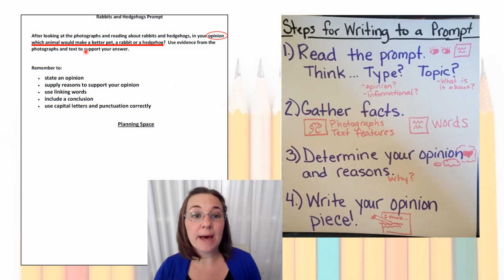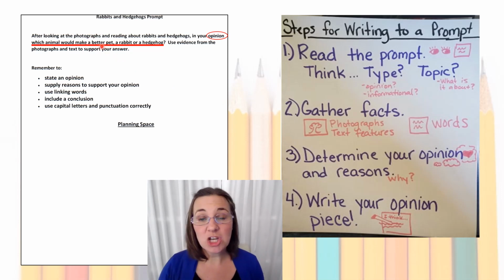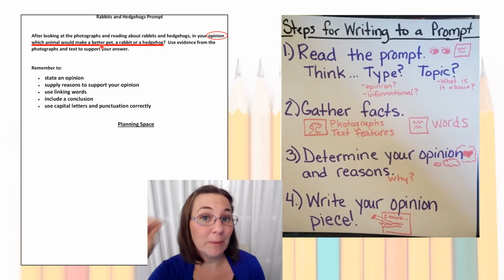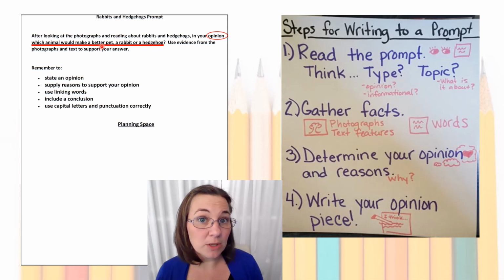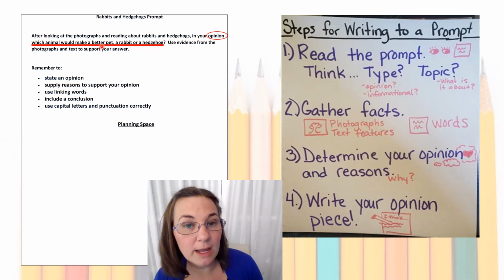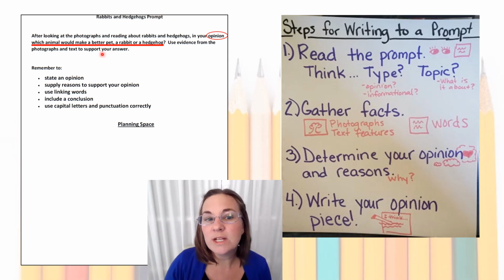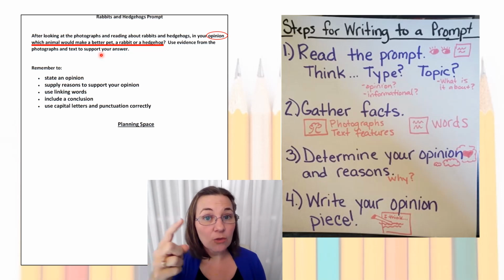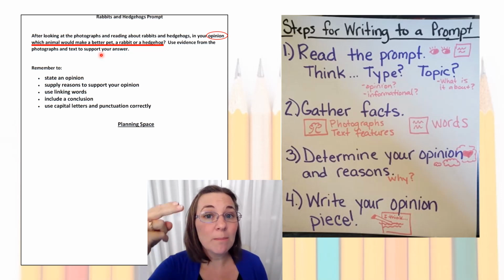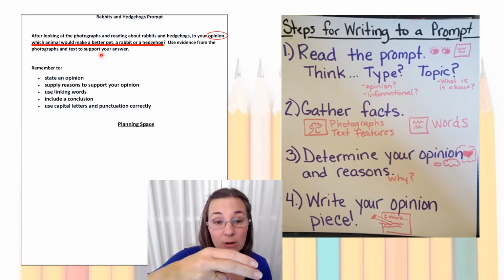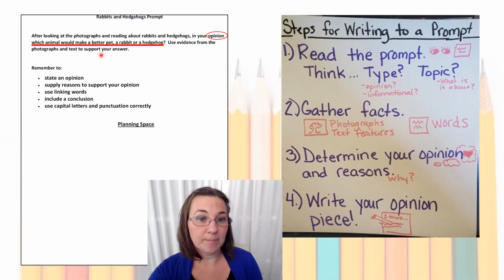Notice it says a better pet. Not just which animal is greater, which animal specifically would make a better pet. Because I might think lions are pretty cool, but they definitely would not make a great pet, right? So we're thinking in the lines of which would make a better pet. So now you know you're going to be writing your thoughts and feelings, your opinion, and specifically which is a better pet. A rabbit is a better pet or a hedgehog is a better pet.